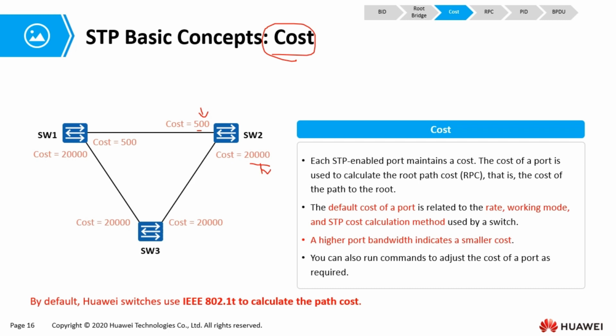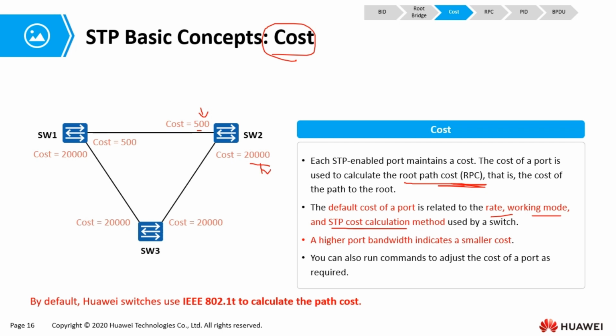So how is the default cost of the port decided? It is based on the rate, working mode, and also the STP calculation method of the switch. Basically, the cost of each port is used to calculate the root path cost. This root path cost will help with the STP calculation in order to decide which will be the root port.